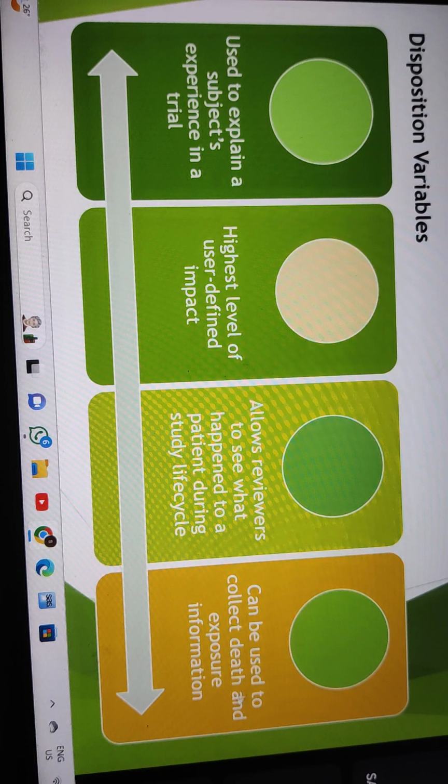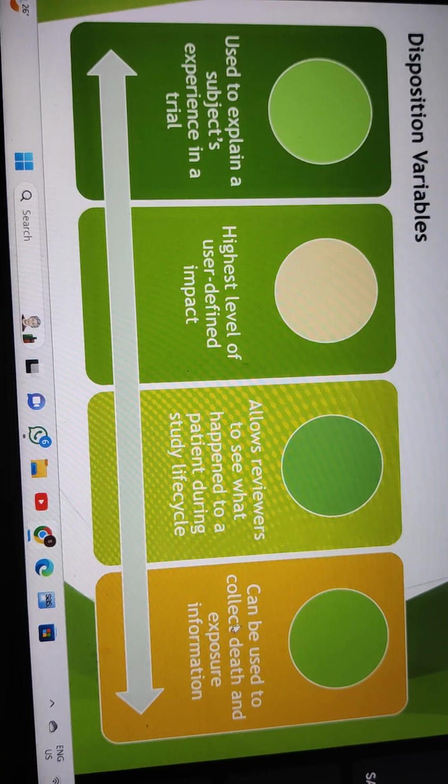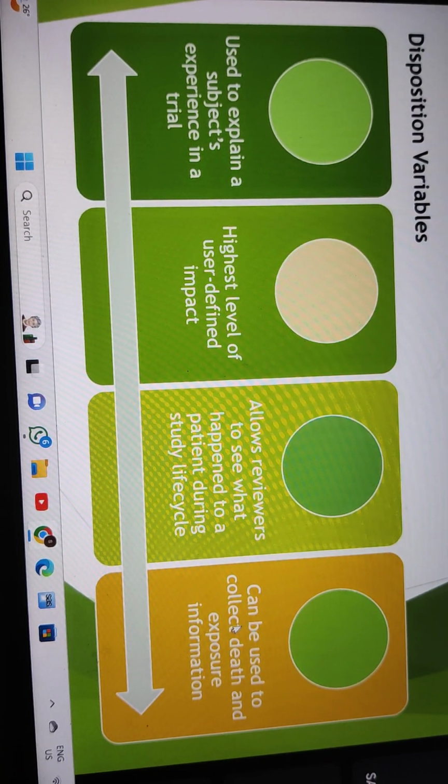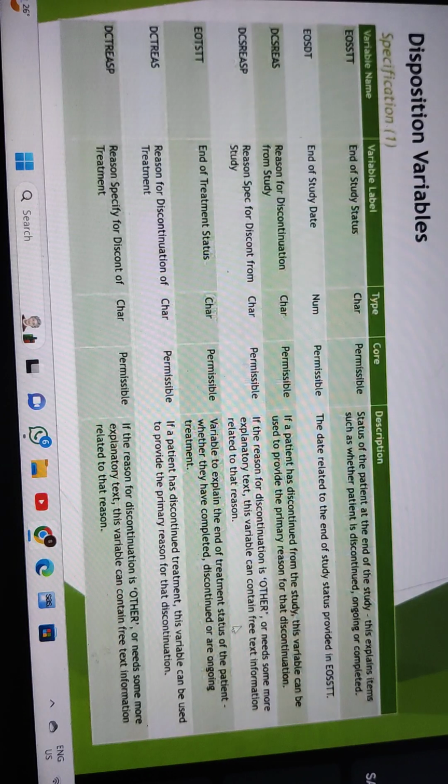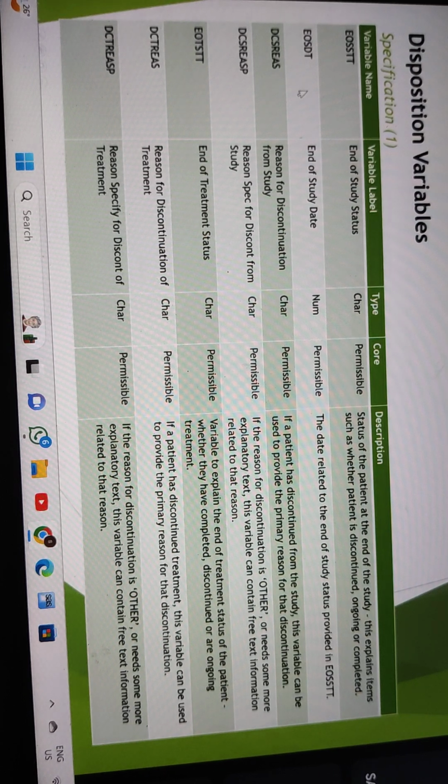It can also be used to collect the death and exposure information as well. This is also a kind of disposition, right? So the death and then exposure information as well. When it comes to the disposition related variables, we have EOSSTT, the end of study status. Whether the subject completed or not, that will be explained by the EOSSTT variable. Then EOSDT, the end of study date, when the subject completed the study or discontinued from the study. If the subject discontinued, what is the reason for the discontinuation from the study? So DCSREAS, the reason.